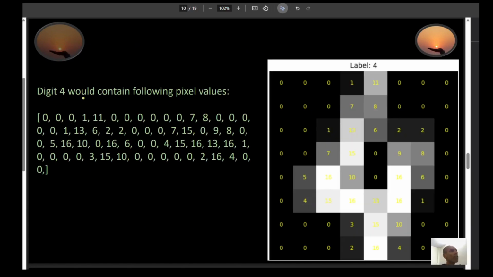This is a digit 4. You can see that it has an outline of digit 4. Now this digit 4 contains these pixel values. So this particular vector represents digit 4: 0, 0, 0, 1, 0, 0, 0, 1, 11, 0, 0, 0. You can see 11, 0, 0, and so on and so forth.